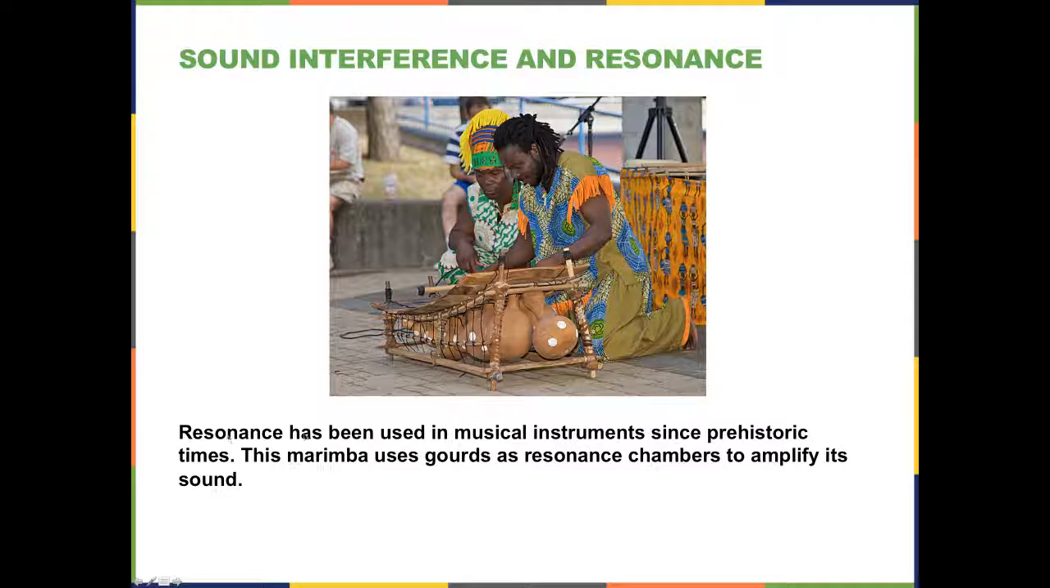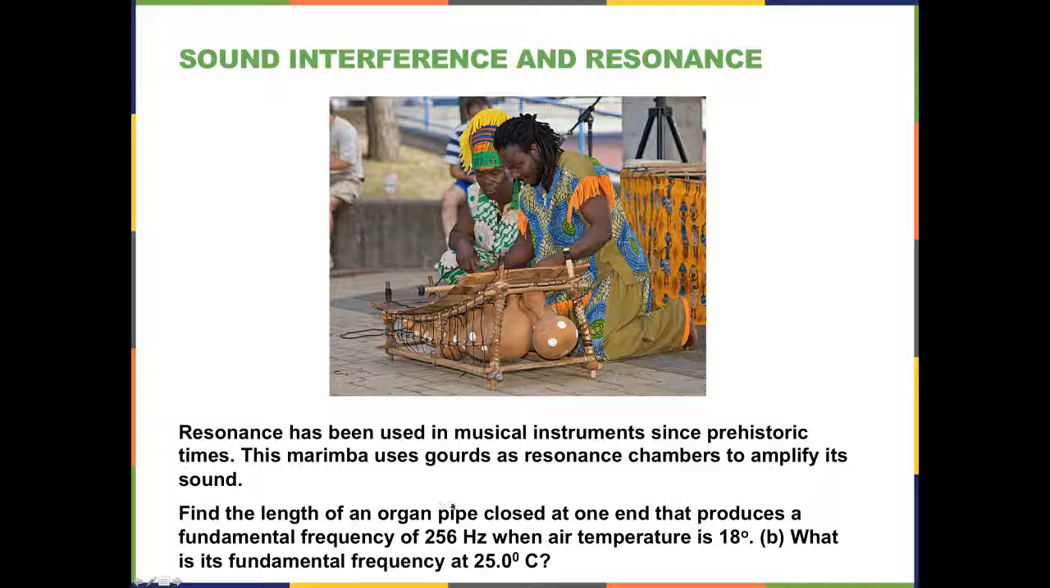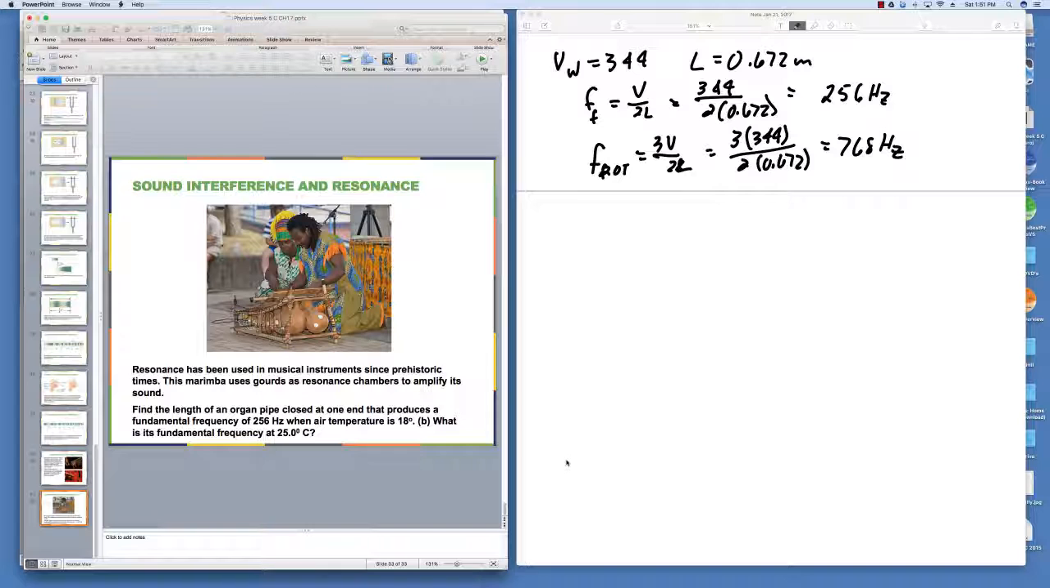Now let's look at another, very similar problem. Resonance has been used for musical instruments since prehistoric times. This marimba uses gourds, notice that they're closed, as resonant chambers to amplify the sound. So here's a pipe organ that's closed at one end and produces a fundamental frequency of 256 with the air temperature of 18 degrees. What is the fundamental frequency at 25 degrees? So first of all, you're going to have to find the length. Then you find the frequency at 25 degrees.